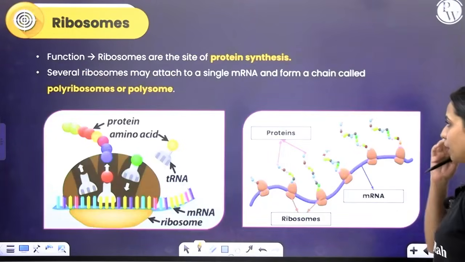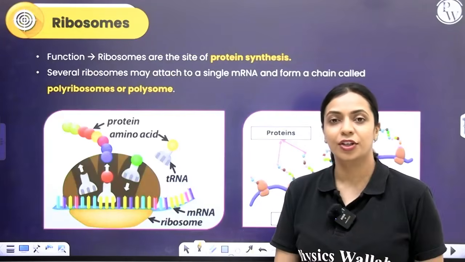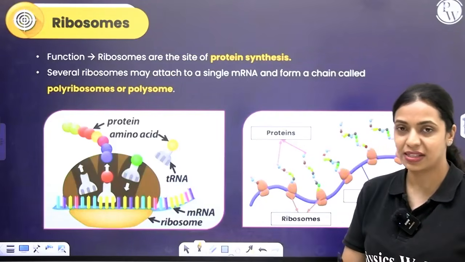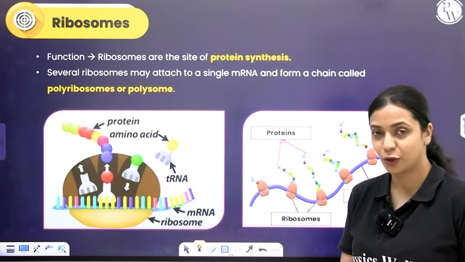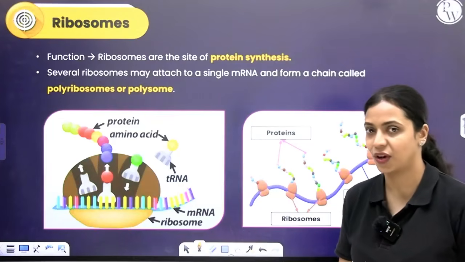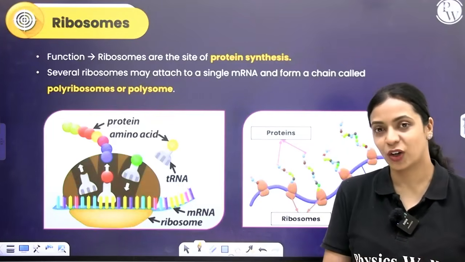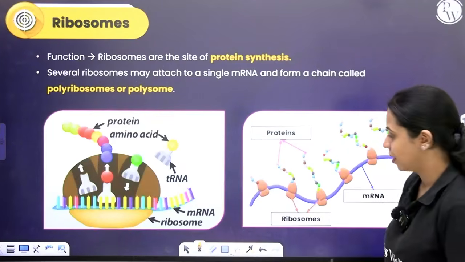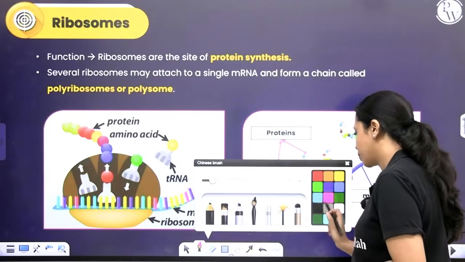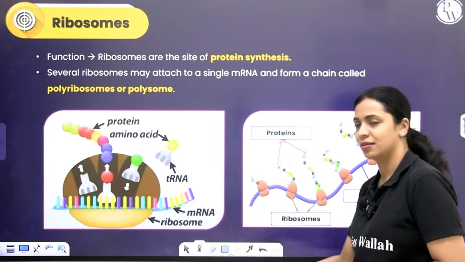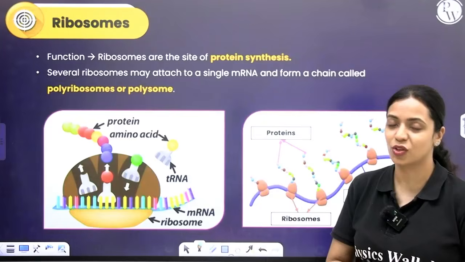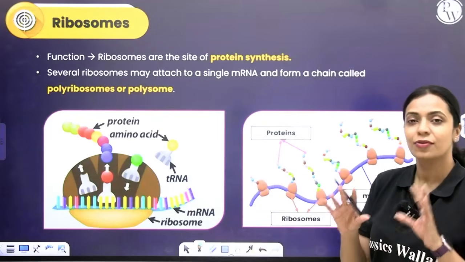Sometimes what happens is during protein synthesis, proteins get synthesized inside the ribosome only. That's why we call ribosomes the protein factories. So when ribosomes have to synthesize proteins, this is something you will learn in upcoming chapters in molecular basis of inheritance, how exactly it happens. For now, just understand.